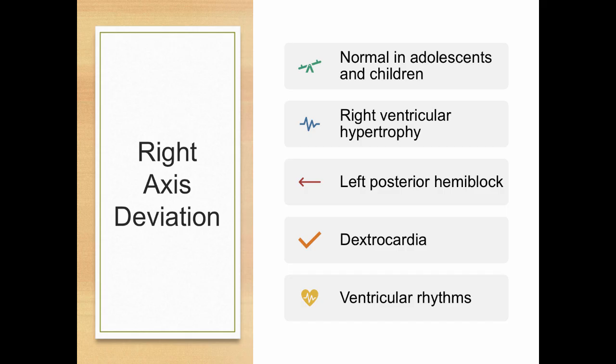And then ventricular rhythms. Any rhythm that starts in the ventricles is going to go in this weird aberrant pattern. It's going to go in this counter upstream flow. So you're going to have this weird deviation. You're going to have right axis deviation, extreme right axis deviation with ventricular rhythm.